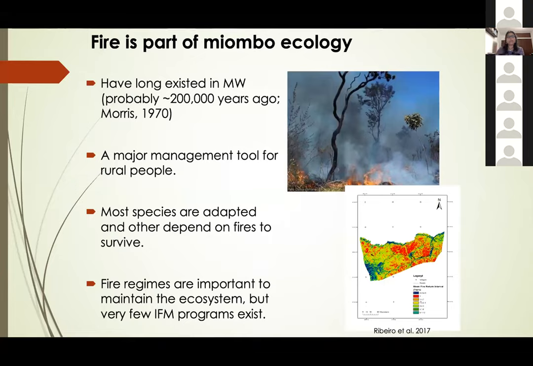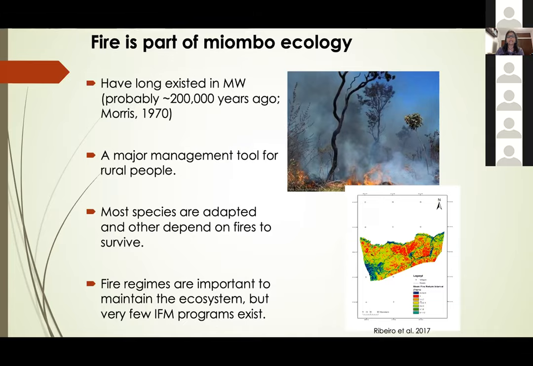Well, fires are part of the Miombo ecology. They have been there for many years now. They probably arrived with people. We always say that people are the natural cause of fire in Miombo. They use fire as a major management tool for almost all activities such as hunting, shifting cultivation, gathering, and other activities. Because of this long-term relationship, most plant species in Miombo are adapted to fires, and some even depend on fires to regenerate, to germinate, to flower, etc.